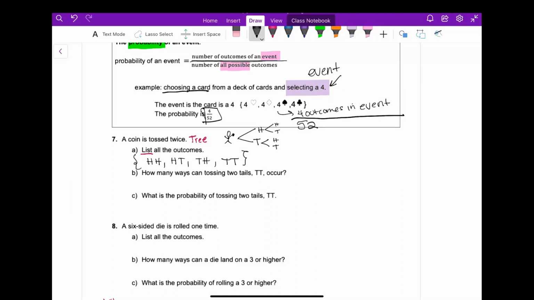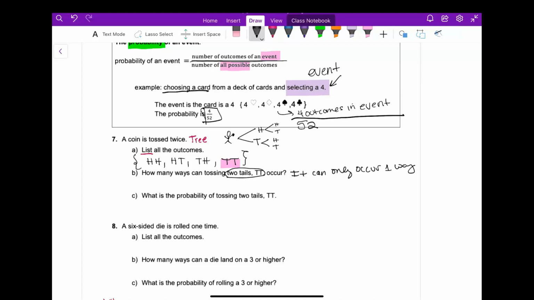B, how many ways can tossing 2 tails, which is TT, occur? So these are the same, okay? I want you to notice those are not 2 separate questions. How many ways can tossing 2 tails, which is TT, occur? So I look back, and TT can only happen one way, right? You see it here? It can only occur one way.